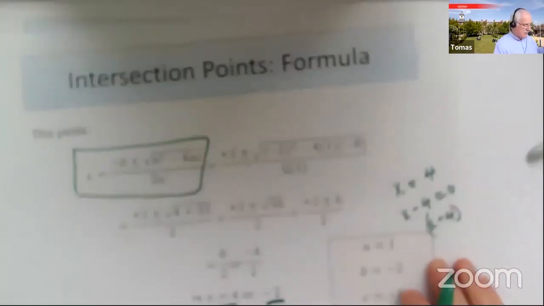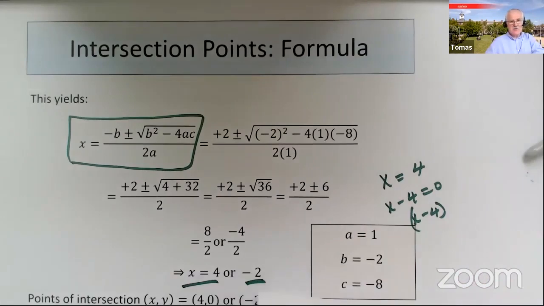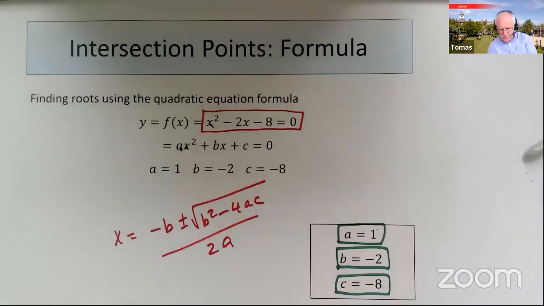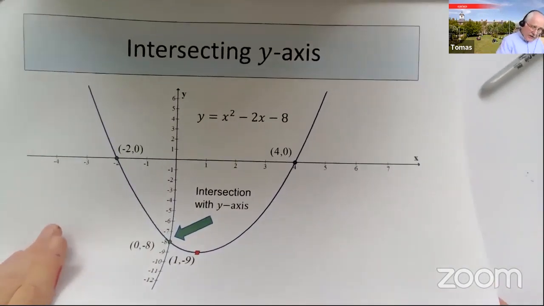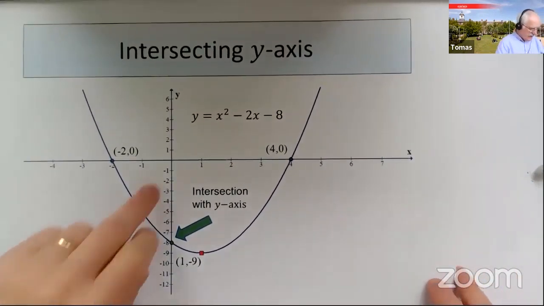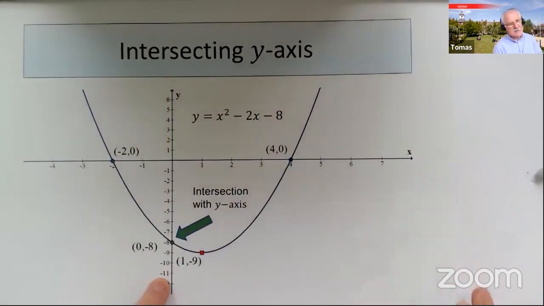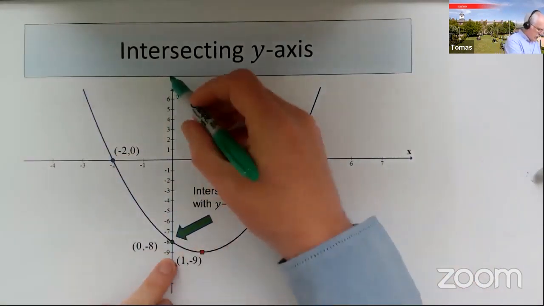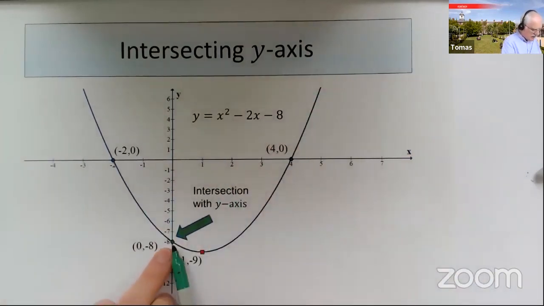And that's how that's done. So we have now got the intersection of points with the x-axis. Another part they require on the Leaving Cert is to get the intersection with the y-axis. How do you do that? Well, we look down for the intersection of the y-axis and say, well, it looks like it's cutting here at (0, -8). But how would we do that?